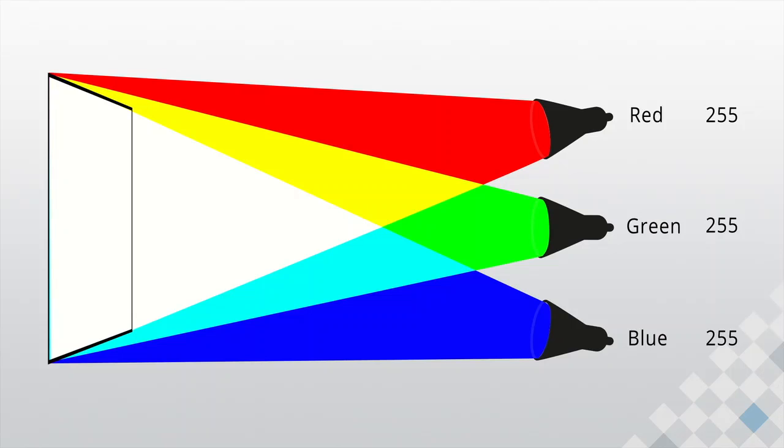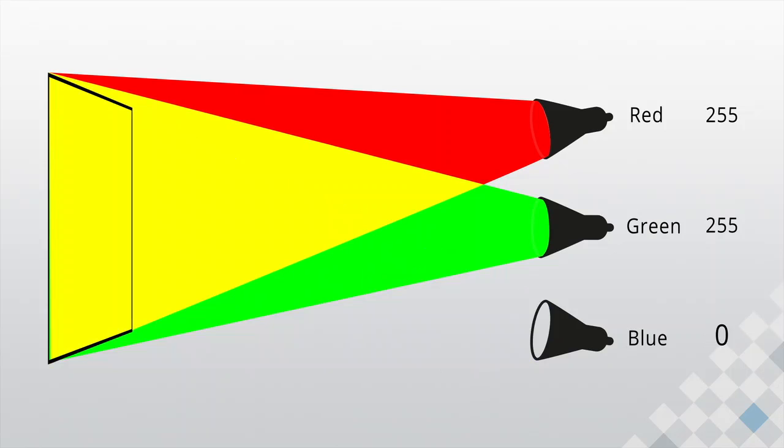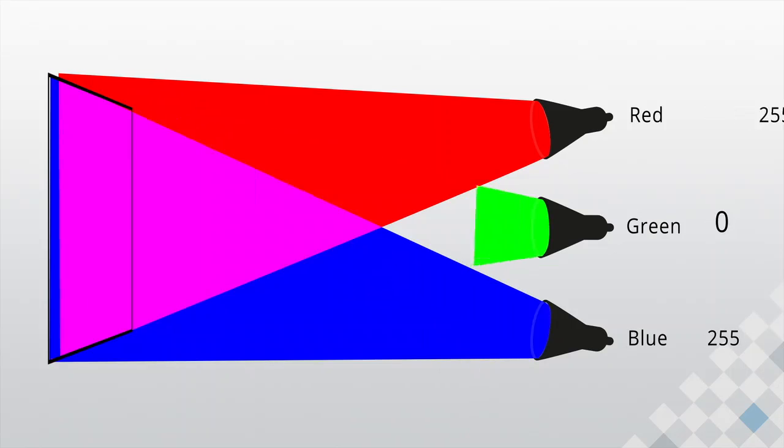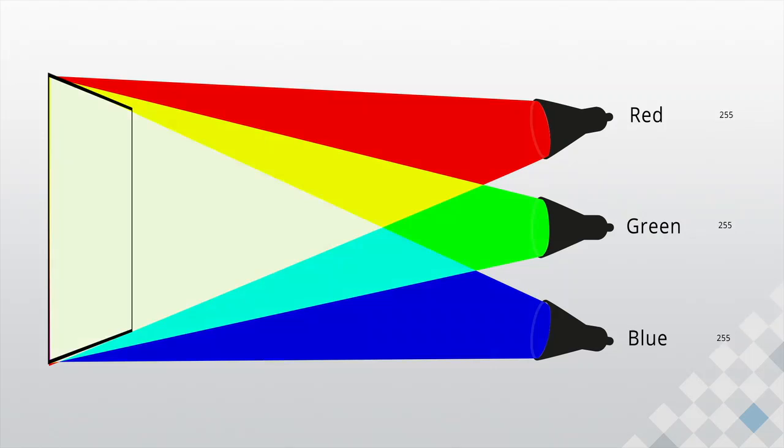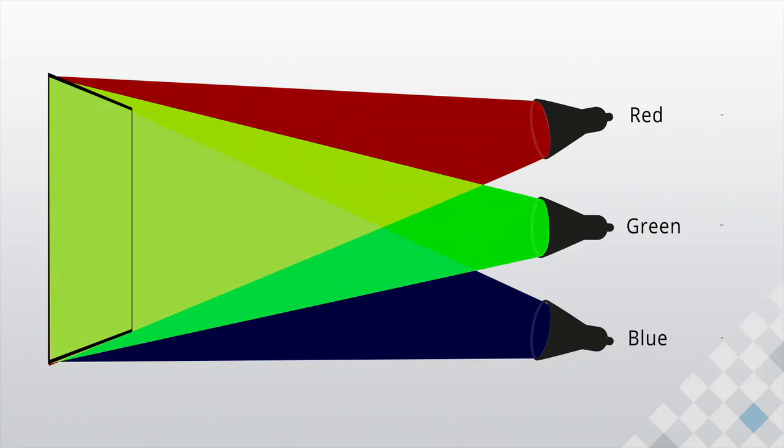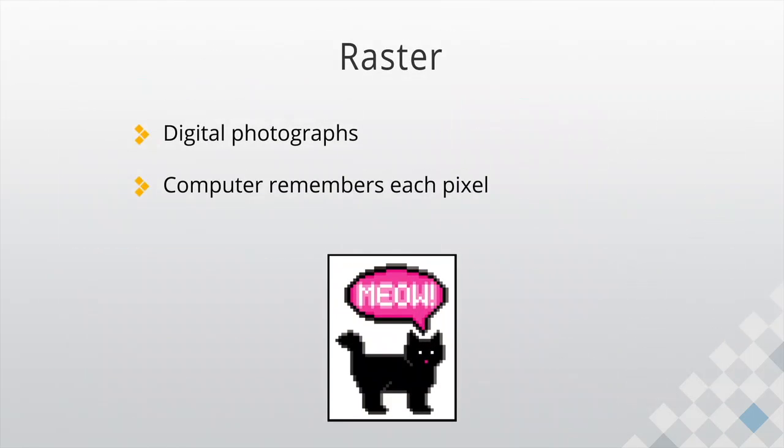By combining 2 colors, you get the secondary colors of light. Red and green make yellow, red and blue make magenta, and green and blue make cyan. By varying the brightness of one or more of these lights, each pixel can display any color on the visible spectrum. Now that we've seen how computers display images, let's look at 2 ways computers can store images, raster and vector.